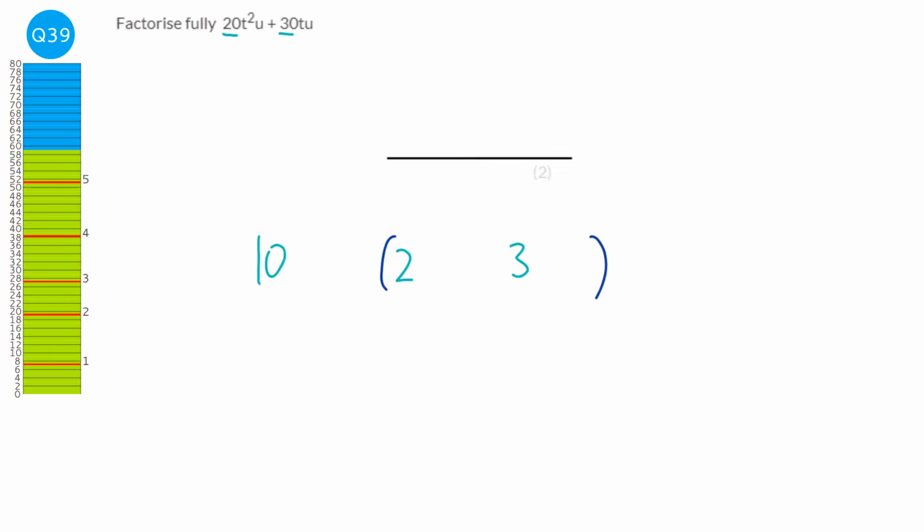Next, I'm looking at the t terms. We've got t squared there and a t there. So we can divide out a t, but that will leave a t on the first term. And finally, I'm going to look at the u, and there's just a u on both of them I can factorise out, and actually that just leaves nothing on the inside of the bracket.